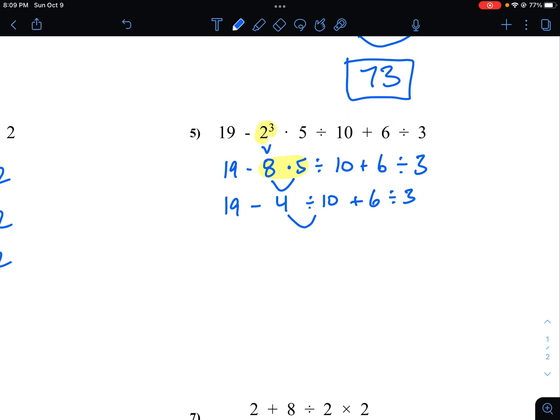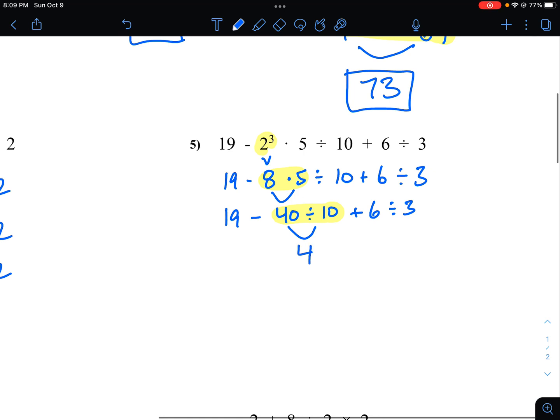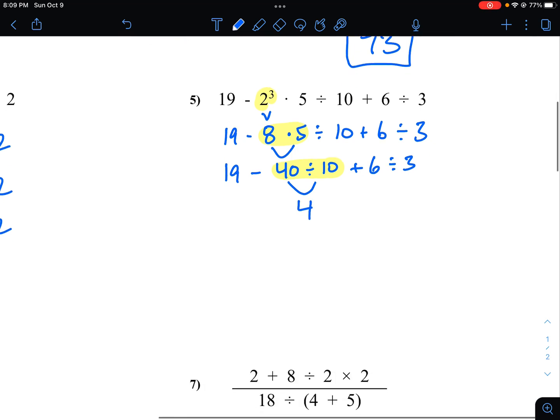All right, left to right again. 4 divided by 10, which is, whoops, not 4. Should have written 40. 8 times 5 is 40, not 4. Sorry, mistake. 40 divided by 10 is 4. Let's bring everything else down. The plus, the 6, the divided by, the 3, the minus sign, the 19.